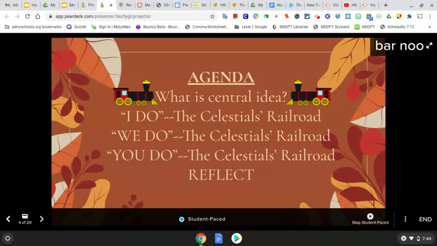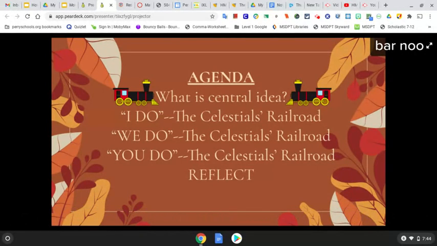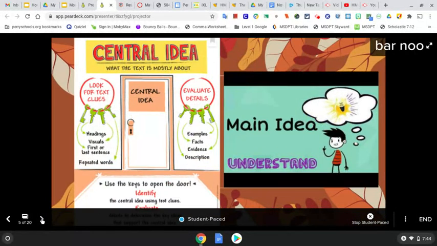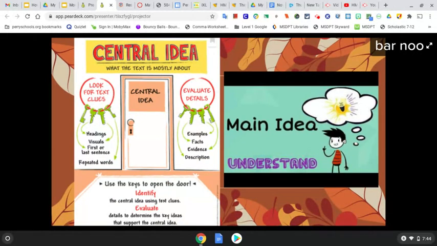So, what is central idea? Let's go ahead and review that. Turn and talk about that. What do you think? So, central idea is what? Central idea is what the text is all about.